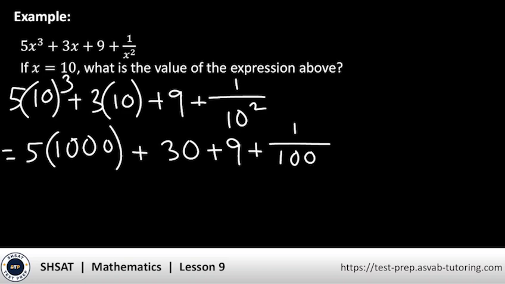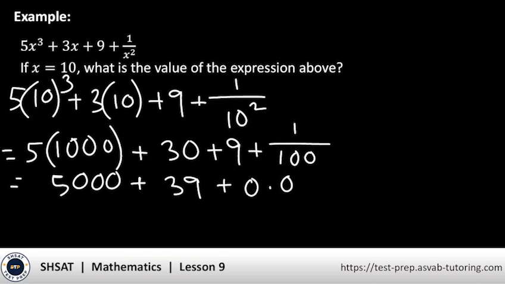Now 5 times 1,000 is 5,000. And 30 and 9 is just 39. And then you have 1 over 100. 1 over 100, you can write it as a decimal. So that is 0.01. Now, if you add everything up, 5,000 with 39 is 5,039. And then that's the only decimal that you have. So you put a decimal and a 0.01. That's your final answer. Okay? Let's move on.